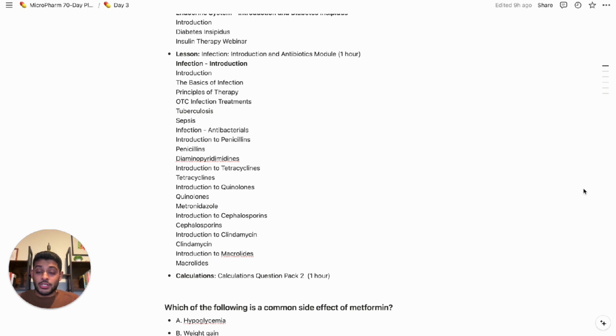in the BNF. Introduction, understand the basics of infection, principles of therapy, understanding OTC infection treatments, treatment for tuberculosis, sepsis, infection in terms of antibacterials. So go over penicillins, diaminopyrimidines, tetracyclines, quinolones, metronidazole, cephalosporins, clindamycin, and macrolides as a starting point.